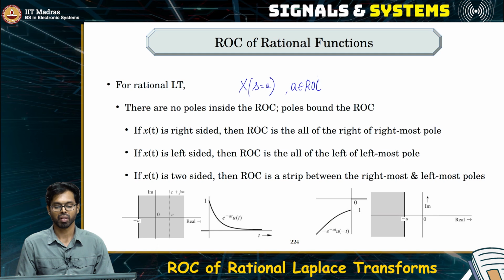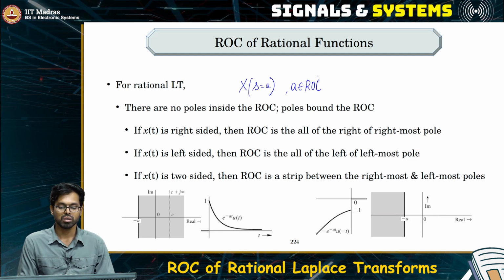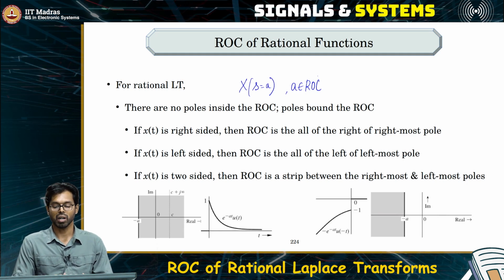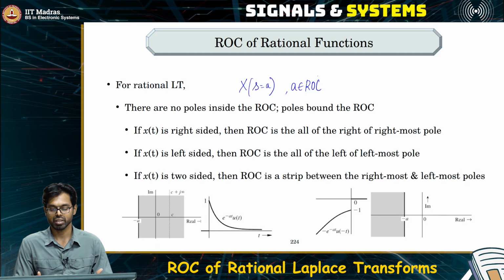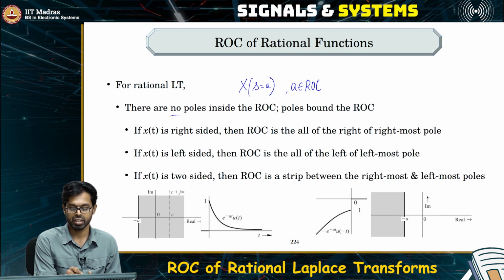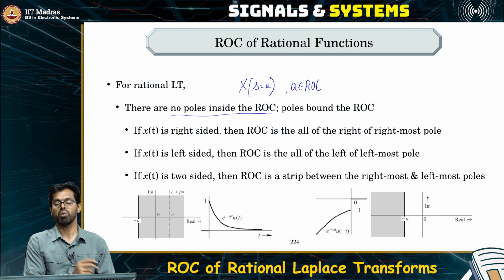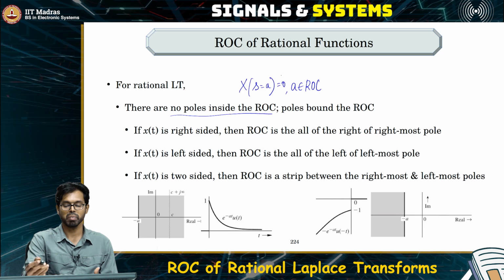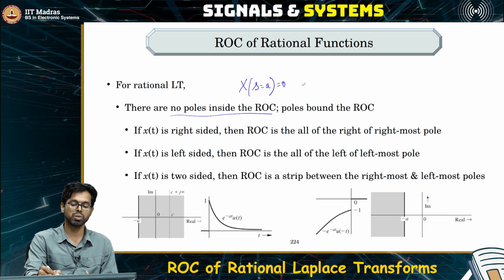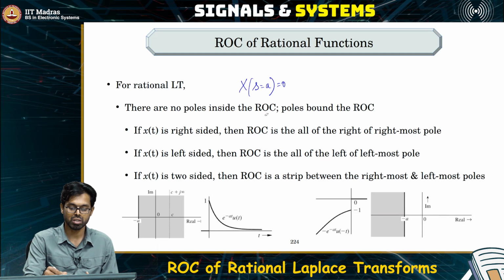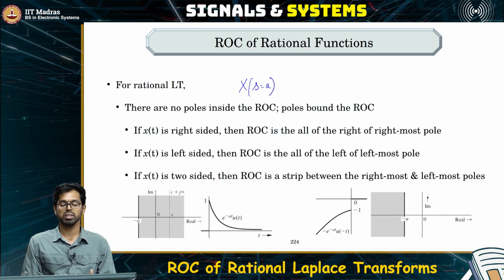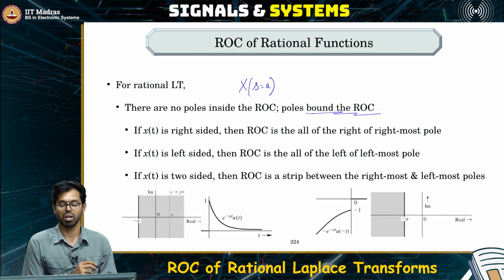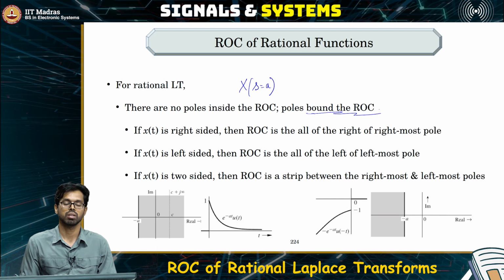Poles means that the value is infinity at that point. So the poles should not be part of the ROC. If they are part of the ROC, then the ROC definition itself is contradicted. So the first thing that we can notice, there should be no poles inside the ROC. There can be zeros inside the ROC because the value X(s) equal to 0 makes sense. It's still finite. So there can be zeros inside the ROC, but there should not be any poles inside the ROC. Which means poles can be on the boundary of ROC. So poles can bound the ROC, but they cannot be inside the ROC.